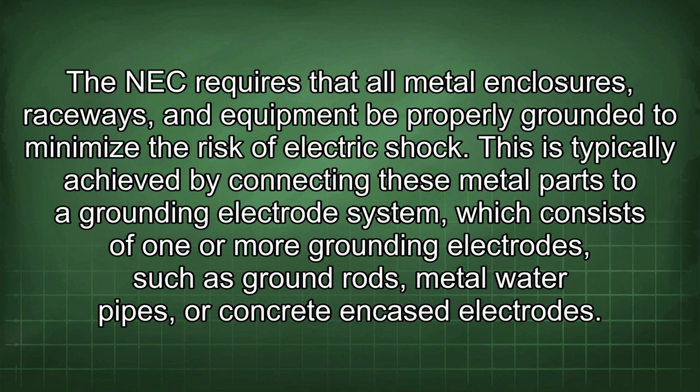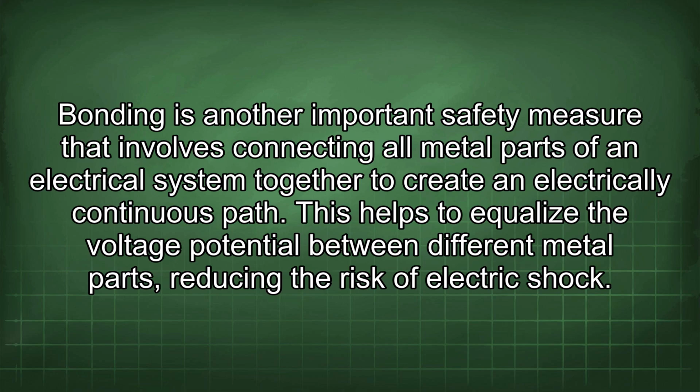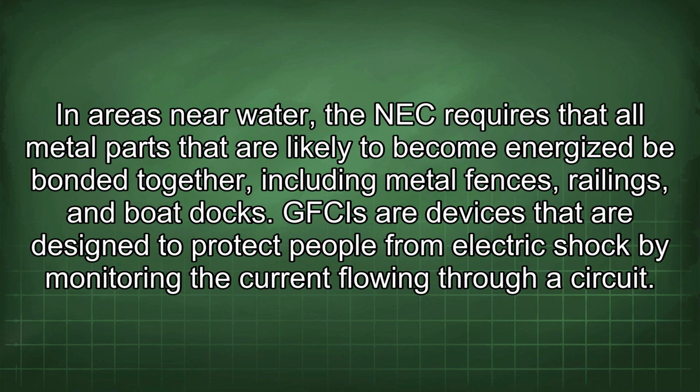This is typically achieved by connecting these metal parts to a grounding electrode system, which consists of one or more grounding electrodes, such as ground rods, metal water pipes, or concrete encased electrodes. Bonding is another important safety measure that involves connecting all metal parts of an electrical system together to create an electrically continuous path. This helps to equalize the voltage potential between different metal parts, reducing the risk of electric shock. In areas near water, the NEC requires that all metal parts that are likely to become energized be bonded together, including metal fences, railings, and boat docks.